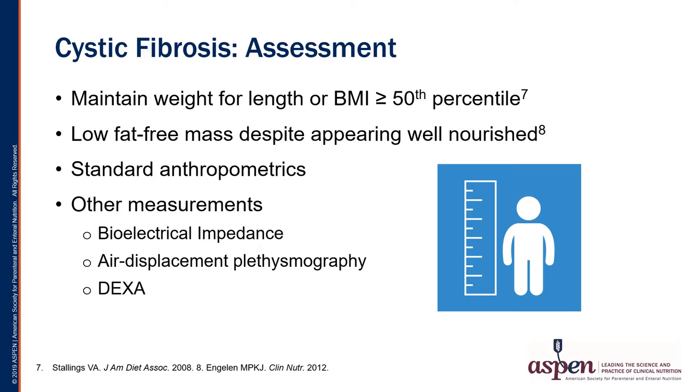While clinically, an index of body proportionality such as weight for length or BMI is commonly used, children with CF can have a low fat-free mass despite appearing well-nourished. However, at this point in time, standard anthropometric measurements are what are recommended in CF. Other measurement methods that can be used are bioelectrical impedance or air displacement measurement of body composition or DEXA scans.